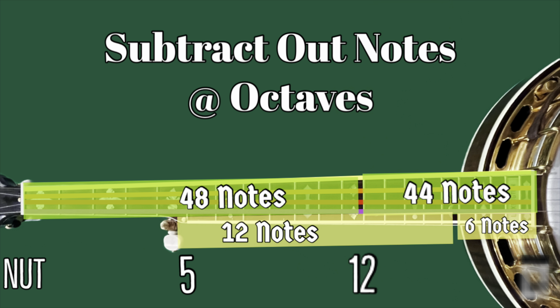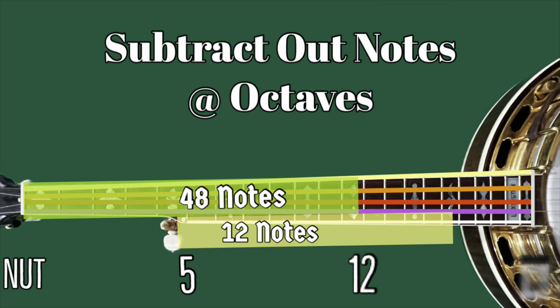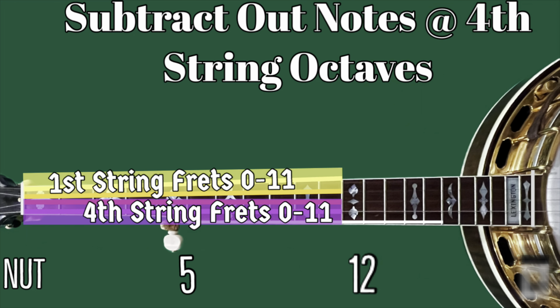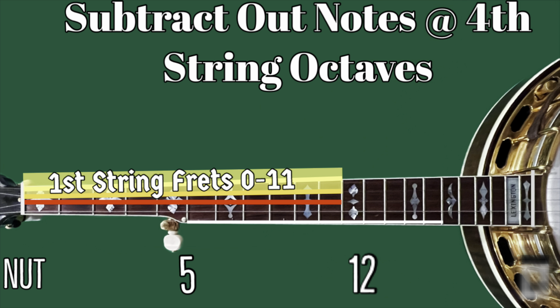If we subtract these 50 octave notes from the total of 110, we have 60 notes left, and that's a 45% decrease in total memorization that we need to do. Of the 60 notes left, the 1st and 4th strings are octaves of each other as well. We can subtract out all the note values on the remaining frets of the 4th string and focus only on the 1st string note values.